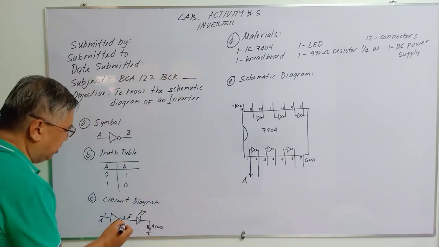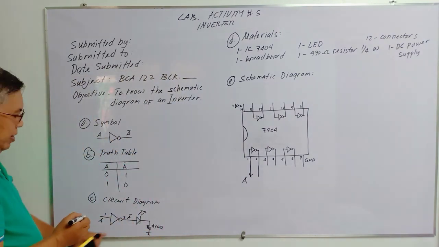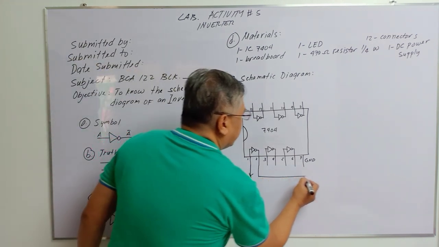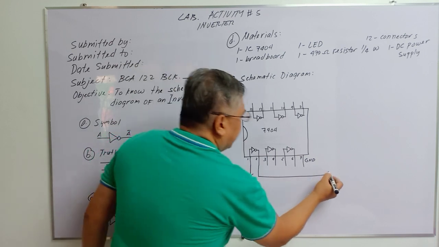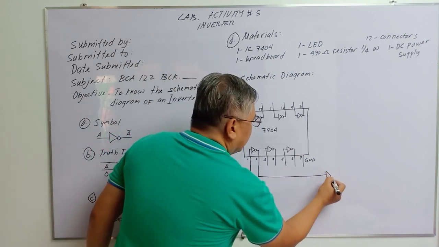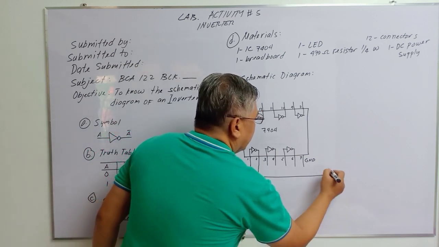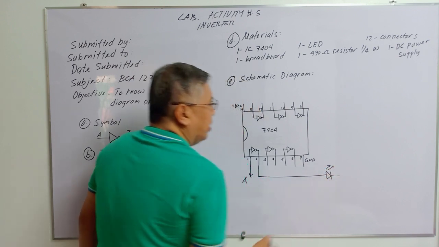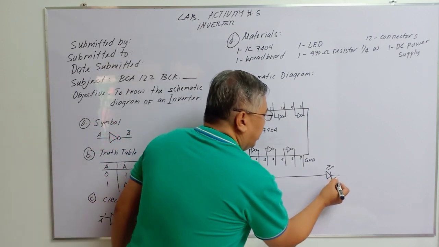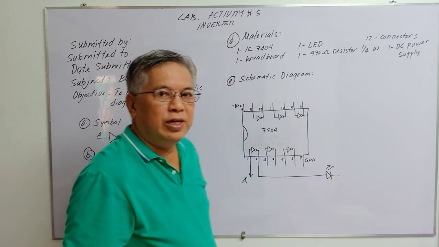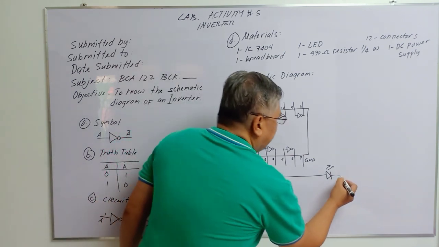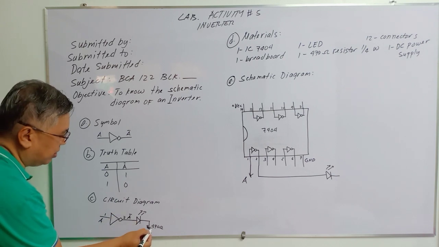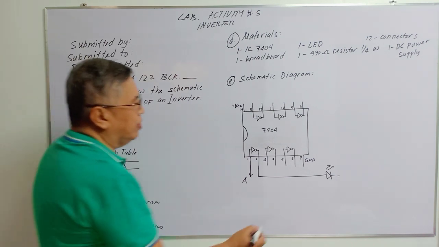Now, since 2 here is connected to the light emitting diode, you place your connection outside your integrated circuit, and then you connect your light emitting diode. This is the positive side of your light emitting diode, and this is the negative side. Then, from here, in your circuit diagram, there is a resistor here. So you connect a resistor.